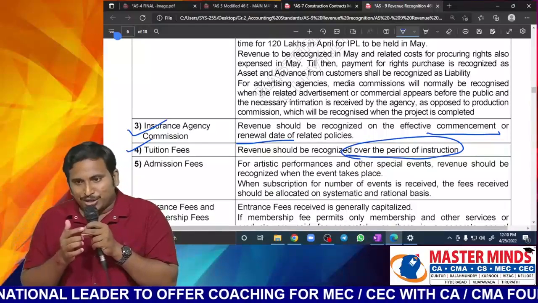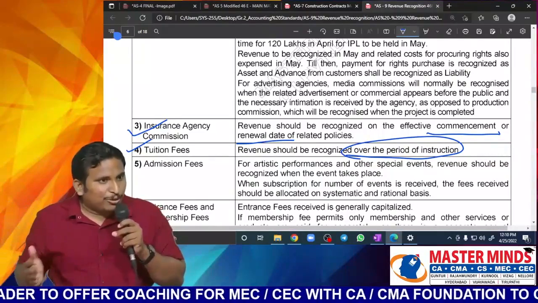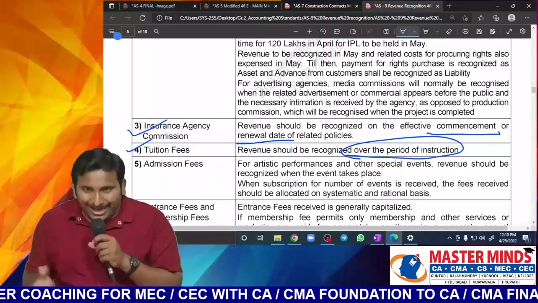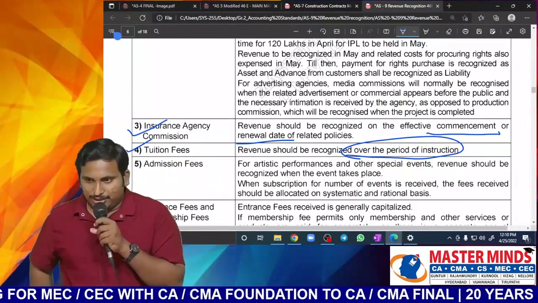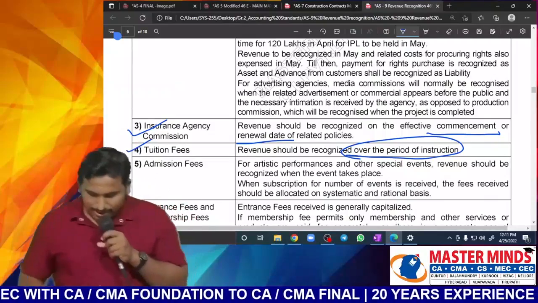If you accept for renewal, that means for the entire year you are going to pay the premium, but not at a time. You will pay slowly through the number of months. So it is not whenever you pay, you have to observe that commencement date or renewal date. So in the case of insurance agents, it is commencement date or renewal date.